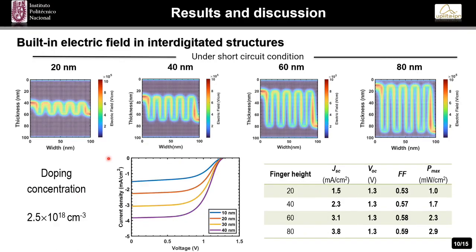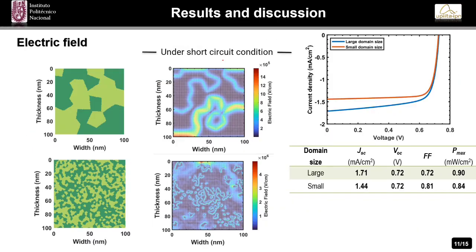The interdigitated structure was simulated under different conditions. In this case, changing the height of the fingers. As expected, the best performance was obtained with the 18 nanometer sample because in this sample the electric field is distributed throughout the active layer. Once our approach was validated with regular morphologies, it was applied to samples with irregular morphologies. As can be seen, the maximum of the electric field is observed at the domain boundary.